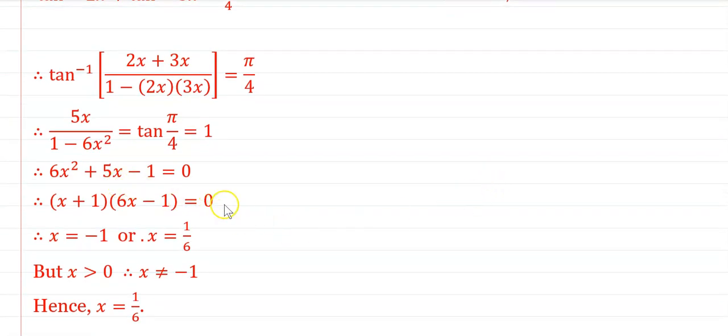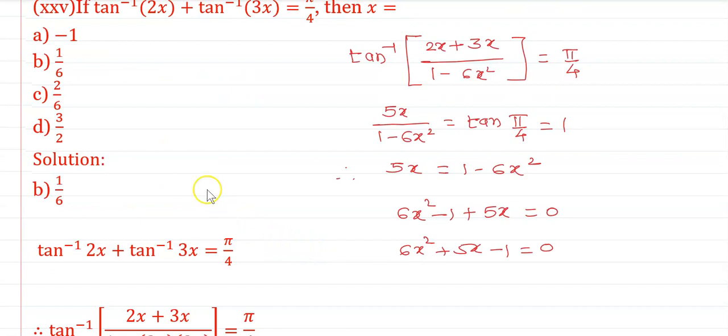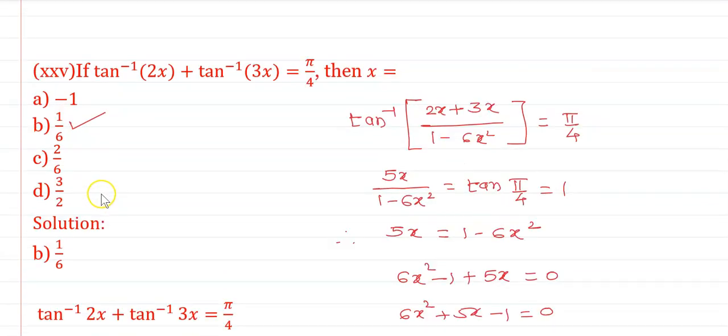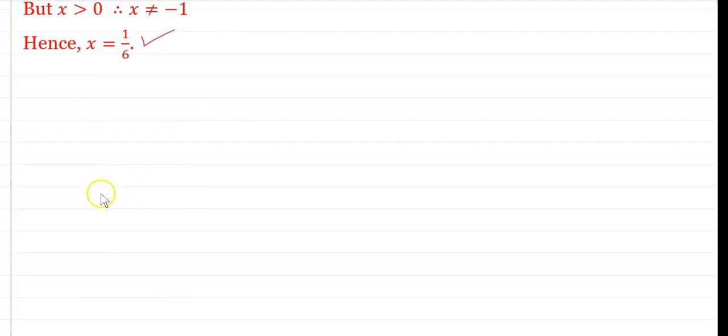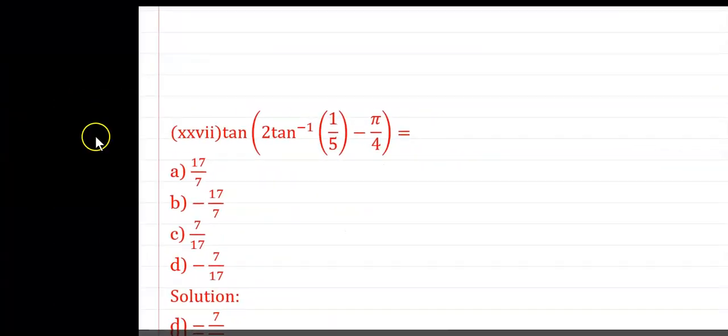Now next simplification we have to do. What are the factors? X plus 1 into 6x minus 1. You will get x is equals to minus 1, x is equals to 1 by 6. X is positive, therefore x is equals to 1 by 6, and hence the answer is B is the correct one, which is the 1 by 6, the value of x. Okay, now the next question.